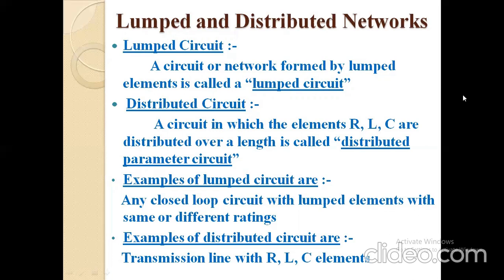Then the next point is the examples of lumped circuits. Any closed loop circuit with lumped elements, with same or different ratings, forms a lumped circuit or network. Then an example of a distributed circuit is the transmission line, with R, L, C elements distributed over a long distance in the distributed parameter circuit.